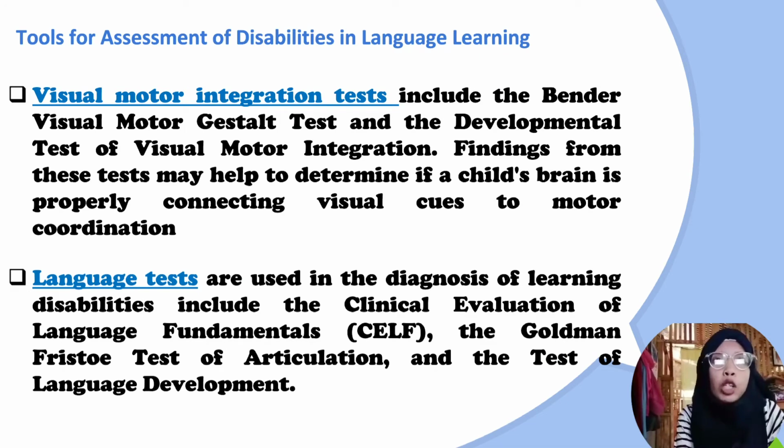We have also visual motor integration tests, which include the Bender Visual Motor Gestalt test and the developmental test of visual motor integration. So findings from these tests may help to determine if a child's brain is properly connecting visual cues to motor coordination. In other words, are they able to draw what they see? If they are having a difficult time integrating visual and motor skills, it will be very tough for them to learn to write or draw properly without special support.